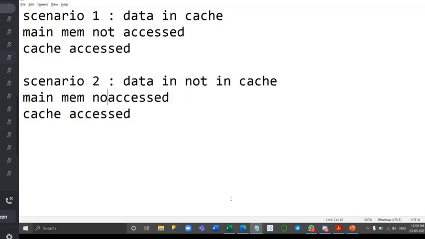Main memory is accessed. Okay. I'm not sure who raised the question yesterday, but someone asked: when the data is not in cache, the processor checks in the cache first. It's a cache miss. The processor goes to the main memory, fetches the data, comes back, loads the data into the cache for next referencing, and then loads it into the processor.